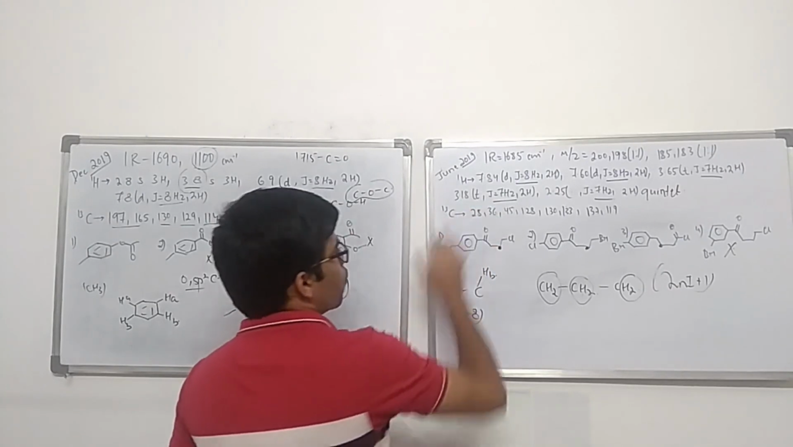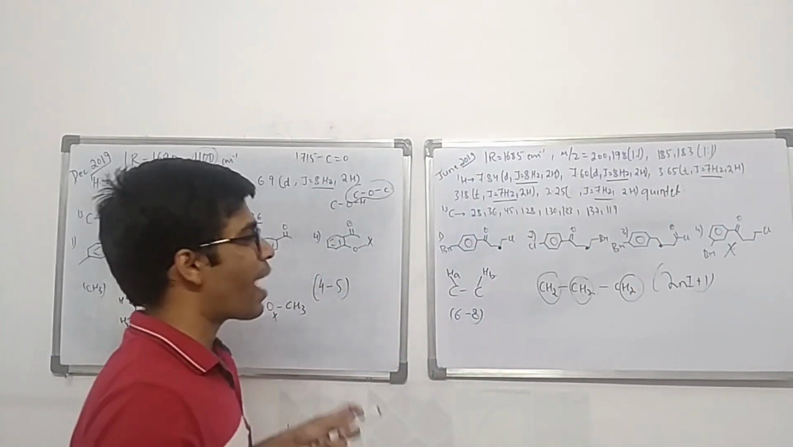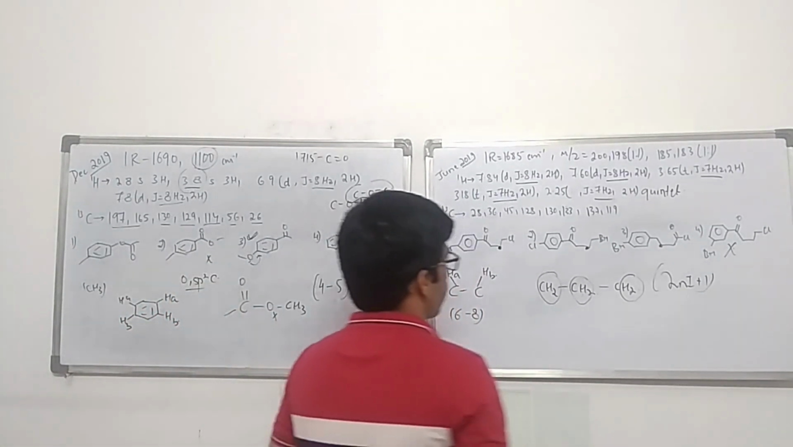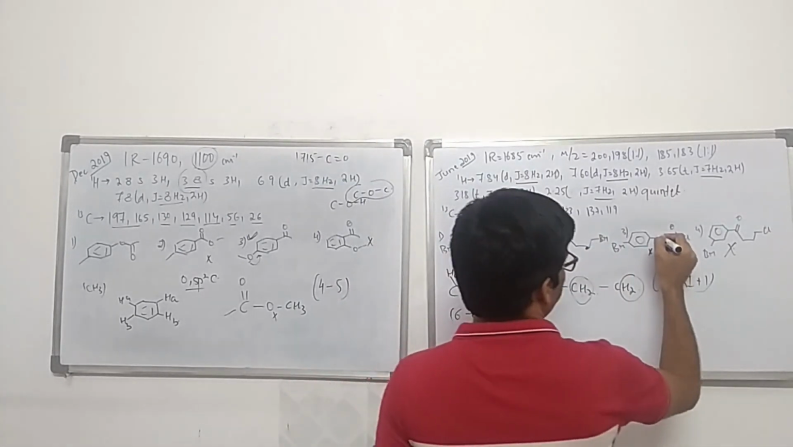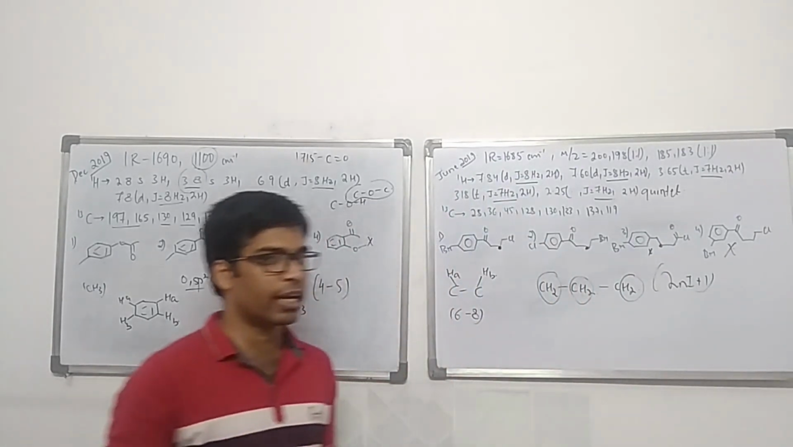There is one at 3.18, there is one at 3.65. So these are the 2 groups which are attached to 2 highly electronegative groups. Okay, now it cannot be this structure. The reason being, this carbon is attached to an sp2 carbon which is not a very highly electronegative group.